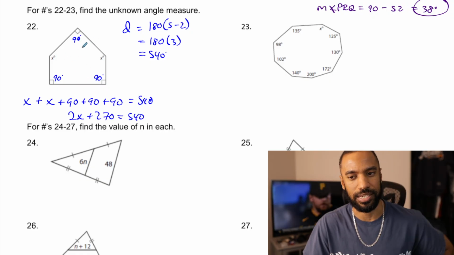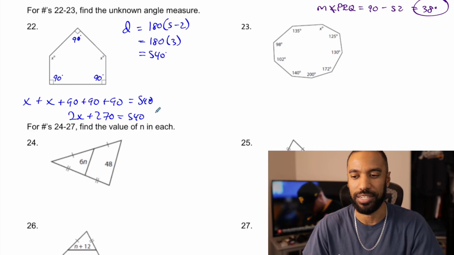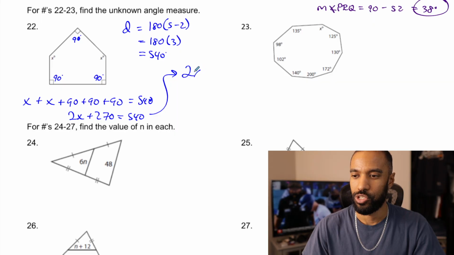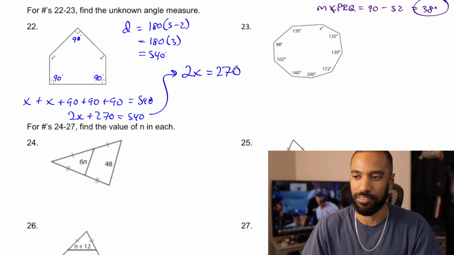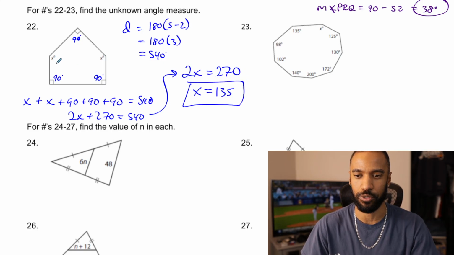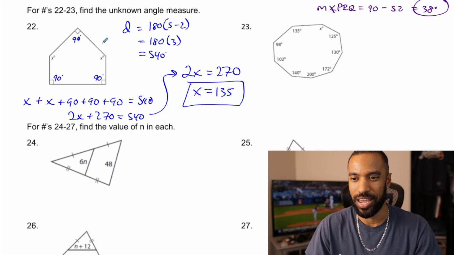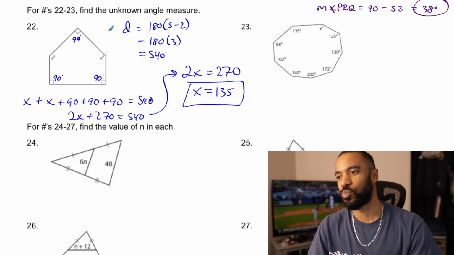This looks like a home plate. So this will probably give you what the angle measures right here are for a home plate, which is cool. 2x equals 270, so x equals 135. Each of those angles are 135 degrees. I don't have to put the degree symbol because it's already there. All right, so x is 135.